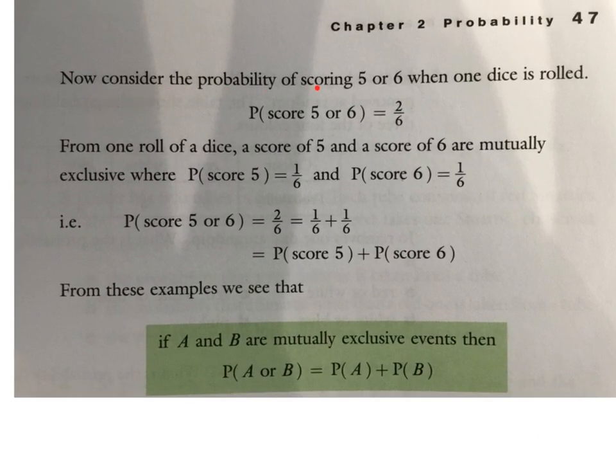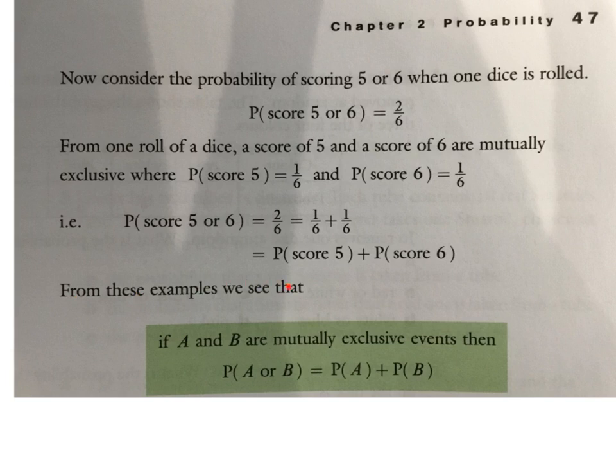Now consider the probability of rolling a 5 or a 6 when a dice is rolled. The probability of scoring 5 or 6 is equal to 2/6. From one roll of a dice, a score of 5 and a score of 6 are mutually exclusive. You can't get these at the same time. They are mutually exclusive. So the probability of getting a 5 is 1/6. The probability of getting a 6 is 1/6. So the probability of getting a 5 or a 6 is 1/6 plus 1/6 or 2/6. In other words, the chances of getting a 5 or 6 is just get the chances of getting a 5 and add the chances of getting a 6.